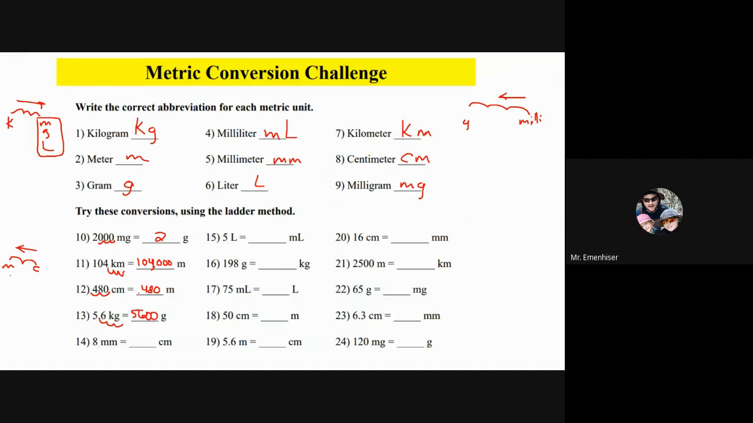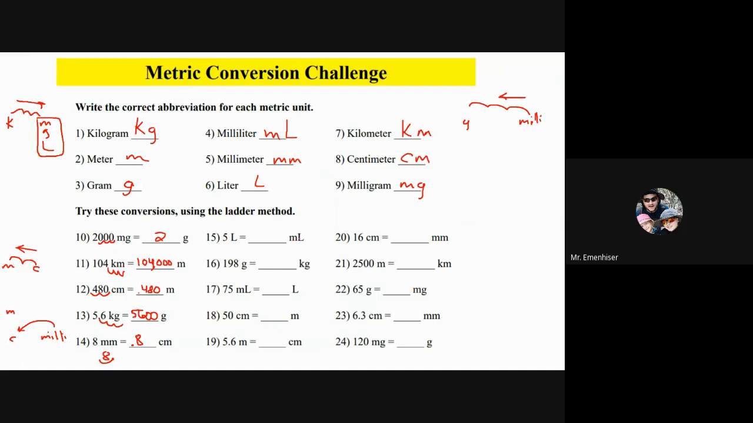8 millimeters to centimeters. We did that one a second ago. We're going to go milli to centi. We're going to go one step to the left. So 8, put a decimal there. So 0.8.